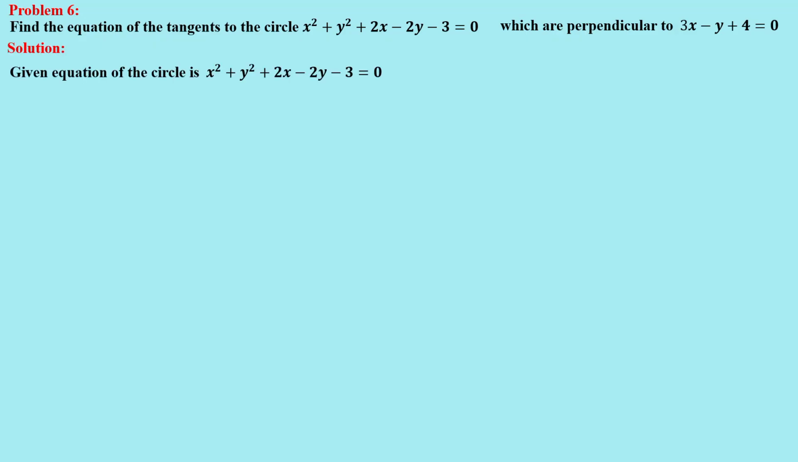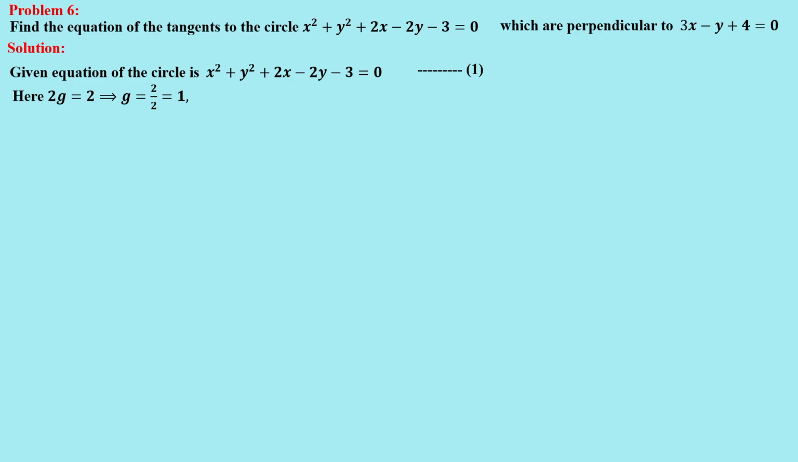Next problem. Find the equation of the tangent to the circle x square plus y square plus 2x minus 2y minus 3 equal to 0, which are perpendicular to 3x minus y plus 4 equal to 0. So given equation, the circle equation is 1, right?